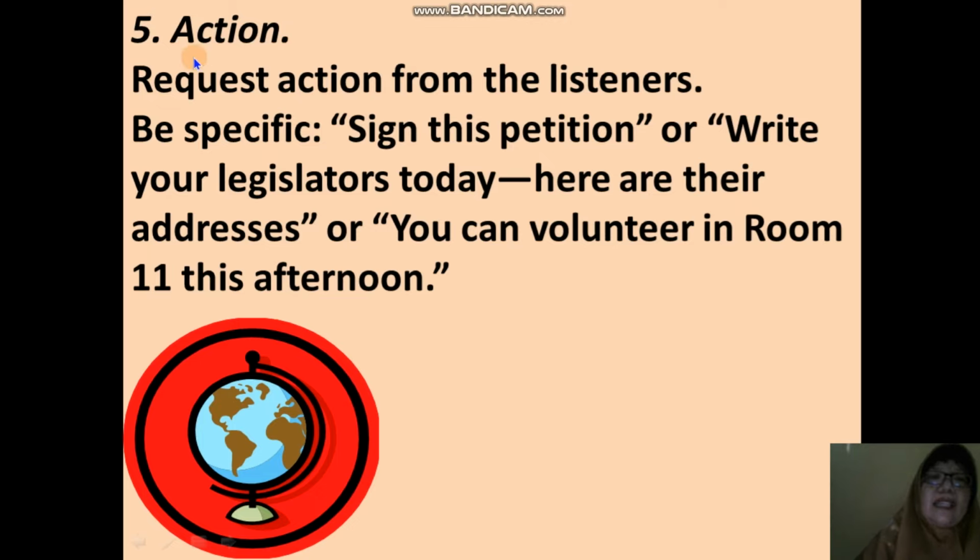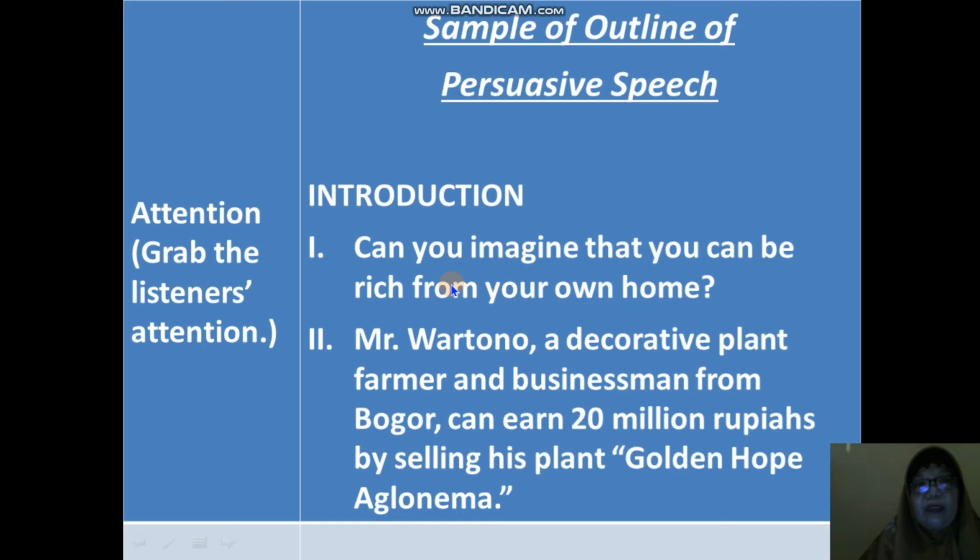And the last element in this pattern of organization is action. Here, as the speaker, you request action from the listeners. In this case, the action you want from the listeners should be specific. For example, sign this petition or write your legislators today. Here are their addresses. Or you can volunteer in room 11 this afternoon.